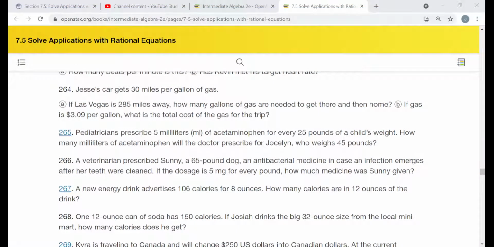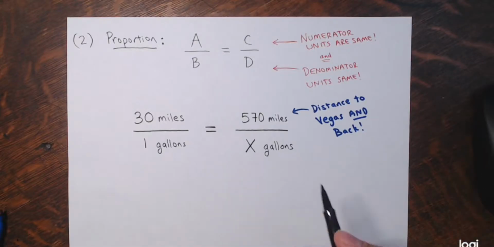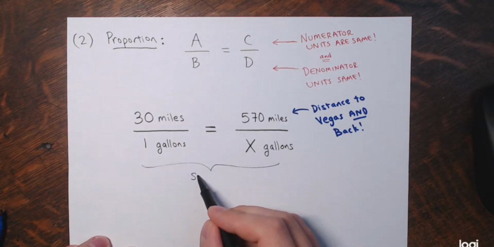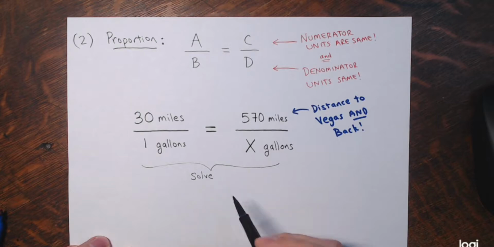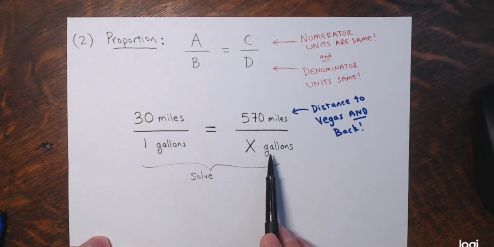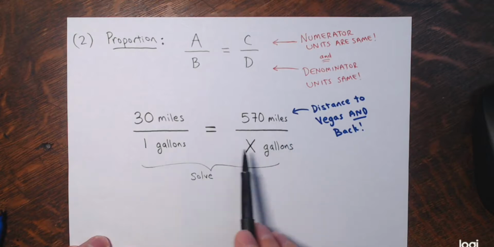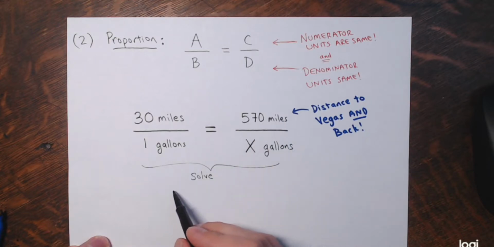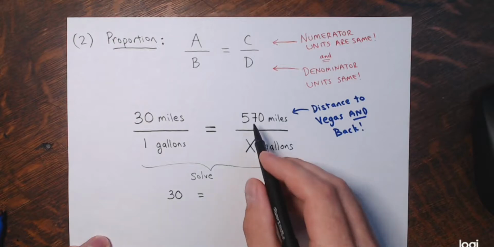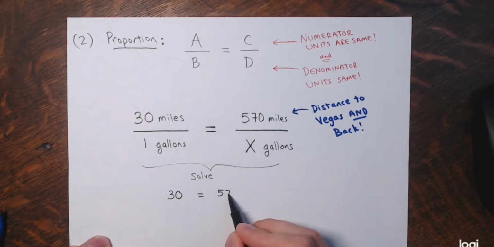So again, I'll make this bigger. This is a proportion, and then we solve the proportion, right? Since my units are consistent, numerator units are the same, denominator units are the same, I'm just going to write it without the units. So we have 30 on the left, 30 over 1, but there's no reason to write over 1, equals 570 over x on the right.